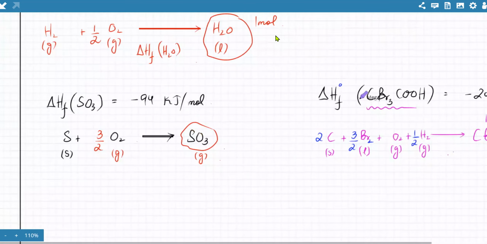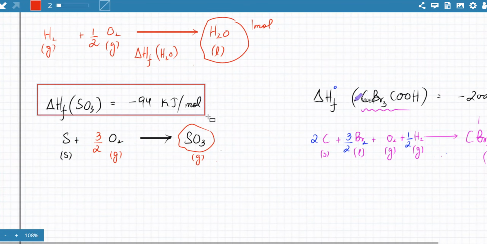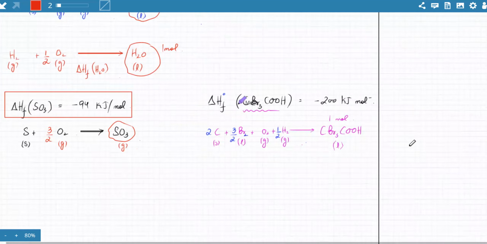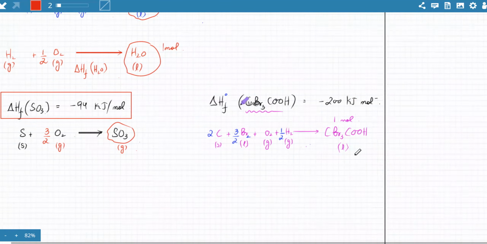So remember the definition, because from now on, they won't tell you what the reaction is. From now on, in the question, you'll only see that the enthalpy of formation of SO3 is minus 94 kilojoules per mole. So you're going to figure out the reaction yourself. They're just going to tell you that the enthalpy of formation of CBr3COOH is minus 200. So you're going to figure out the reaction on your own. Which reaction is he talking about? So that's one.